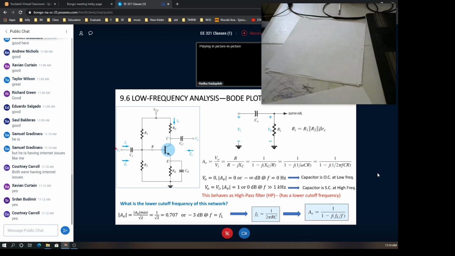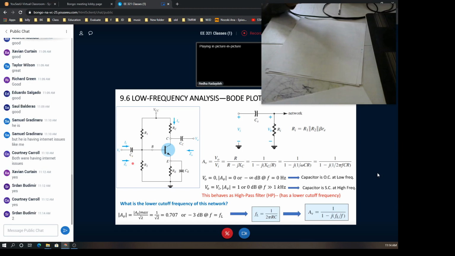Still, we didn't connect the source to be amplified at the input side and the load at which we're going to deliver the amplified version of the input. Here, there is no RL, there is no source. So for this amplifier, how many external capacitors do we have here? Three. We have 3 external capacitors.